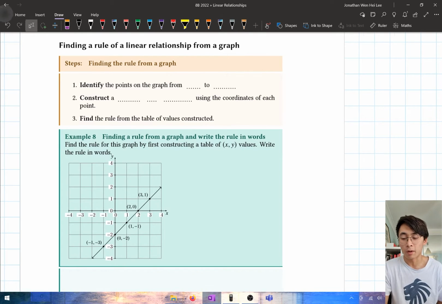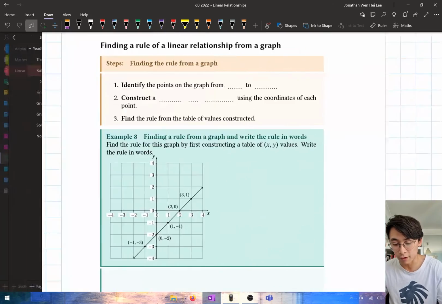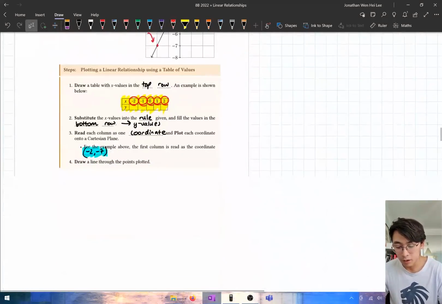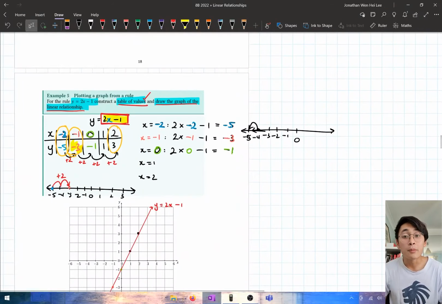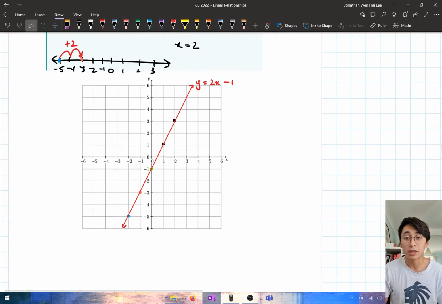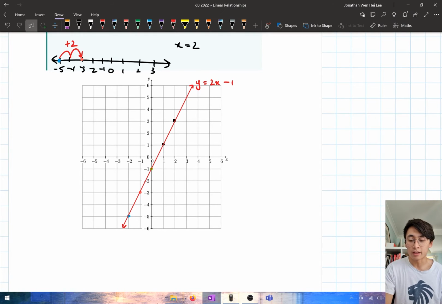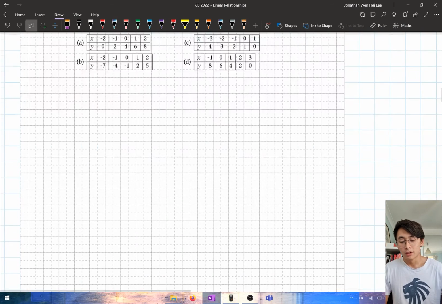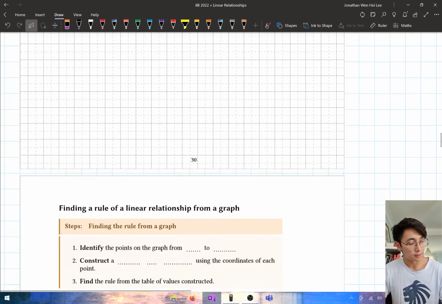If you remember from a couple of lessons ago, let me just have a find of it here. We filled in a table of values like this one here, and then we drew it on the graph by plotting the points. Now what we're going to be doing is using a graph like this, going backwards, creating a table of values from it, and then finding the rule of that particular graph. So let's go through the steps for this.